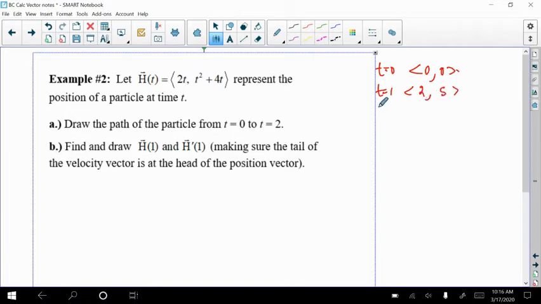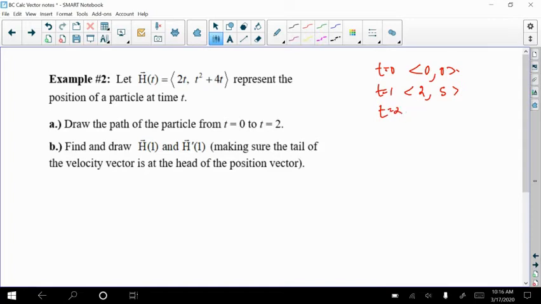And at t equals 2, I get 4 comma 4 plus 8 is 12, if I did that right, because of 8. Yep, good. So then again, just thinking about if I were to sketch this, I'd have a vector pointing to 0, 0, which I really can't see, 2, 5. So maybe I'll just estimate this. 2, 5 is here, and then 4, 12 up here.